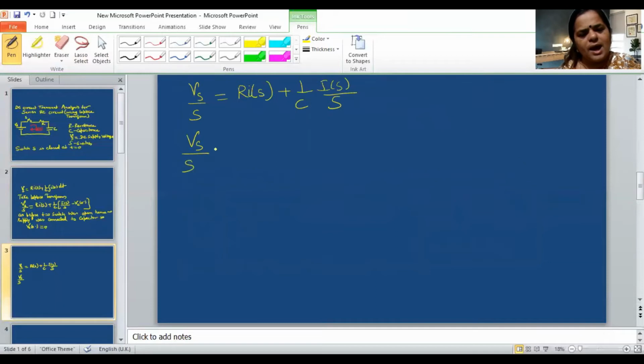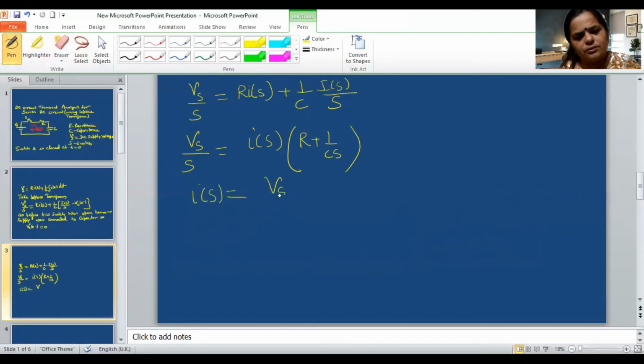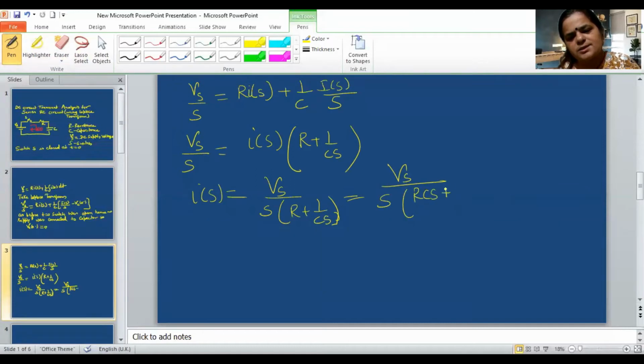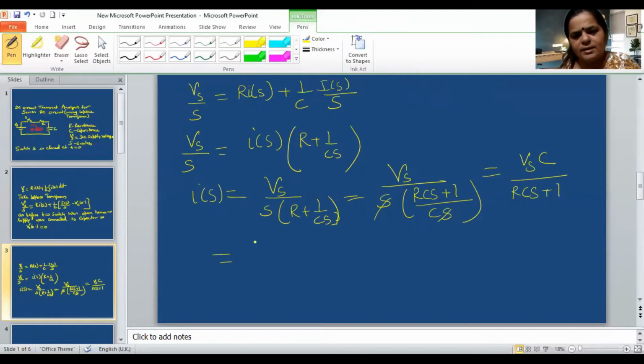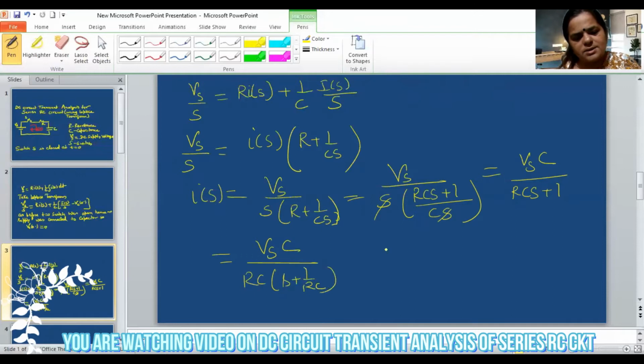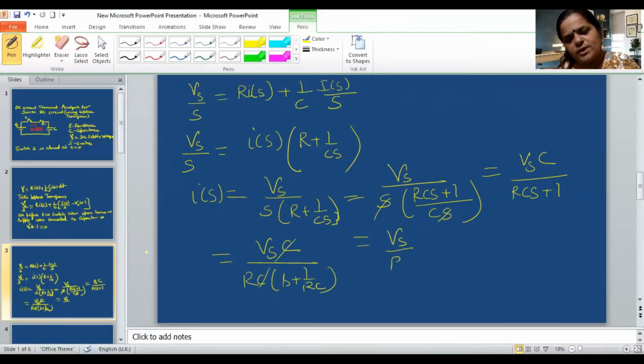Now if I take I(s) common, I get I(s) times R plus 1 by Cs. Now I(s) is equal to Vs by s times R plus 1 by Cs. This I can write as Vs upon s times (RCs plus 1) upon Cs. s cancels with s, giving VsC upon RCs plus 1. This I can write as VsC upon RC, taking RC common, times s plus 1 by RC. C cancels with C, and I get Vs by R times 1 upon s plus 1 by RC.